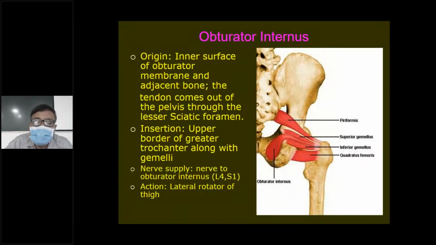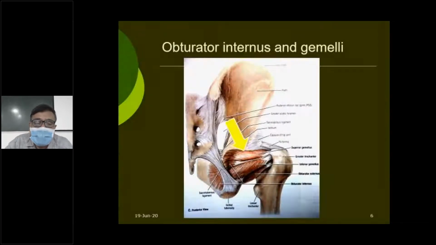Its tendon comes out through the lesser sciatic foramen. So this is the greater sciatic foramen through which piriformis comes out, and this is the lesser sciatic foramen, which is greatly filled by the tendon of the obturator internus muscle. So obturator internus comes out of the pelvis through the lesser sciatic foramen.